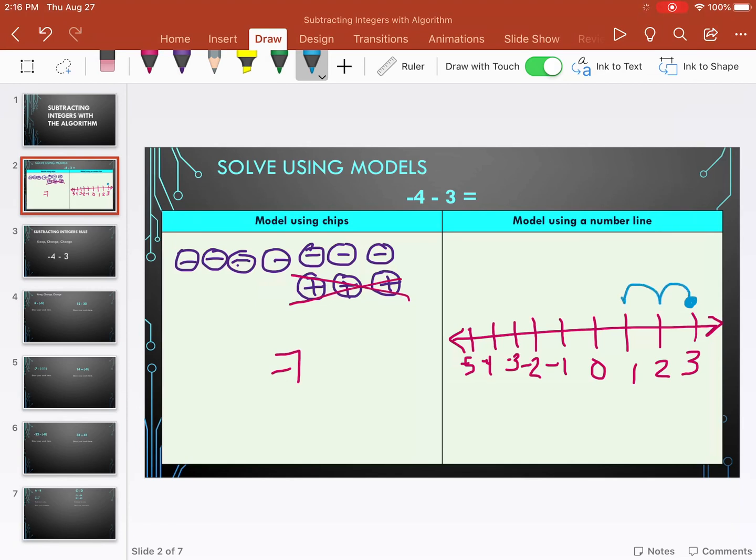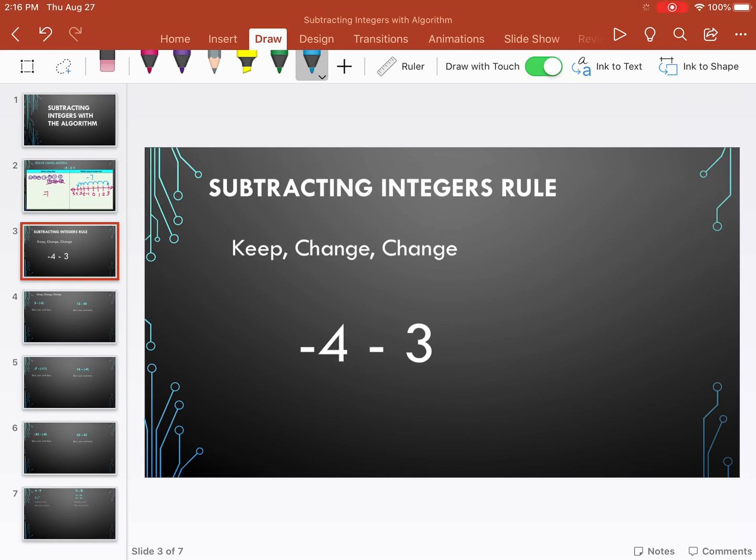So 1, 2, 3, 4, 5, 6, 7 jumps to get back to -4. And it was in the negative direction. I went to the left, so it's a -7. So either way, my answer is -7. Now, when I go to do the same problem, but this time with my rule, here's how we do it.